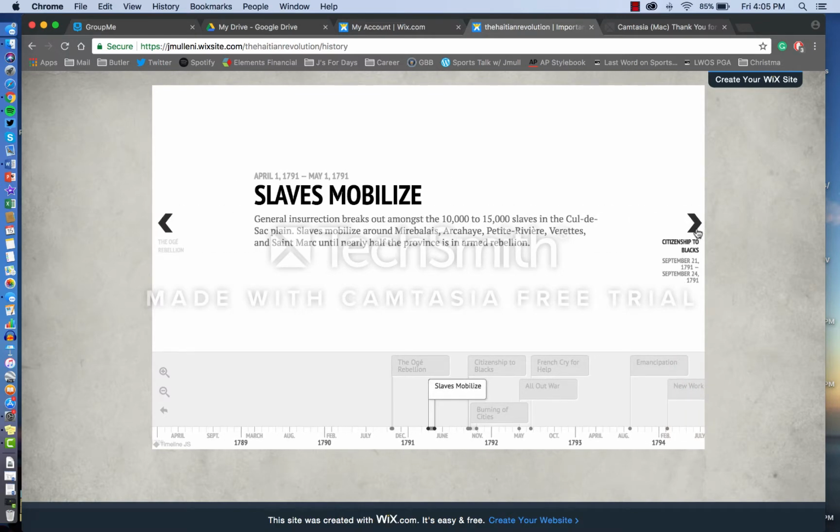Following that, slaves began to mobilize, 10 to 15,000 slaves in different cities around the colony. At that point, nearly half the province is participating in some sort of armed rebellion.